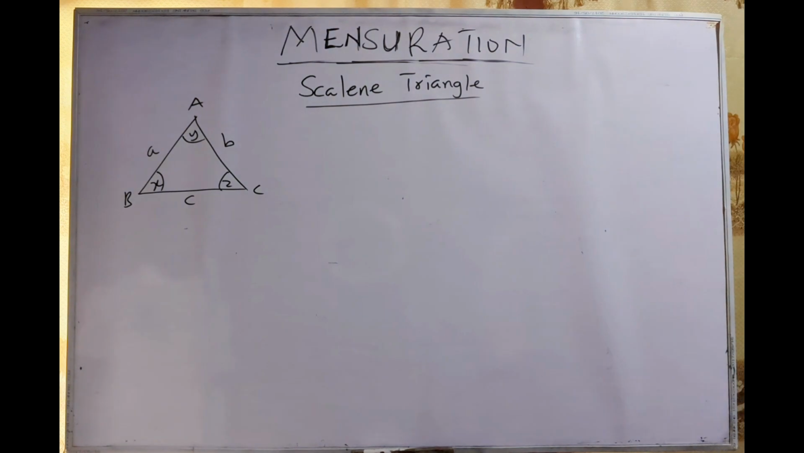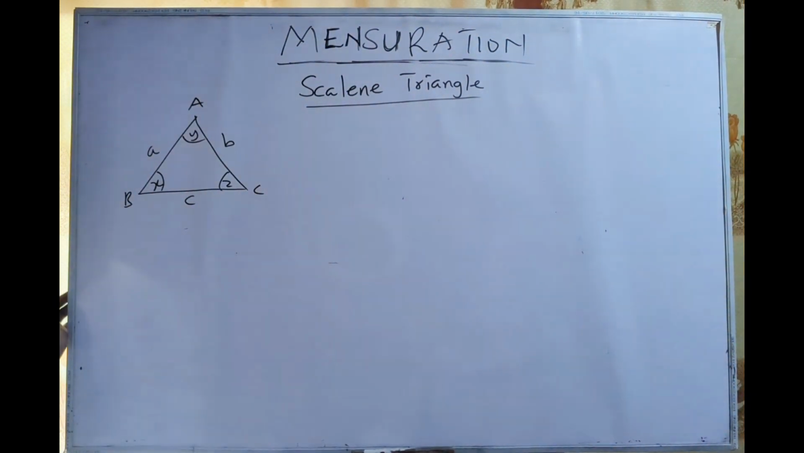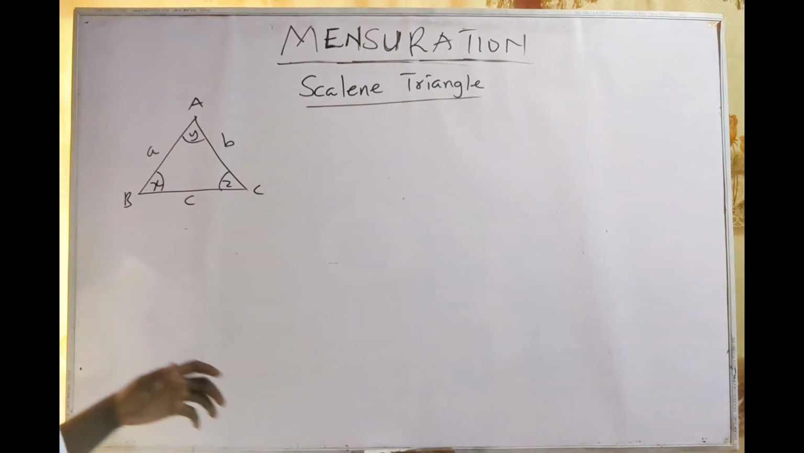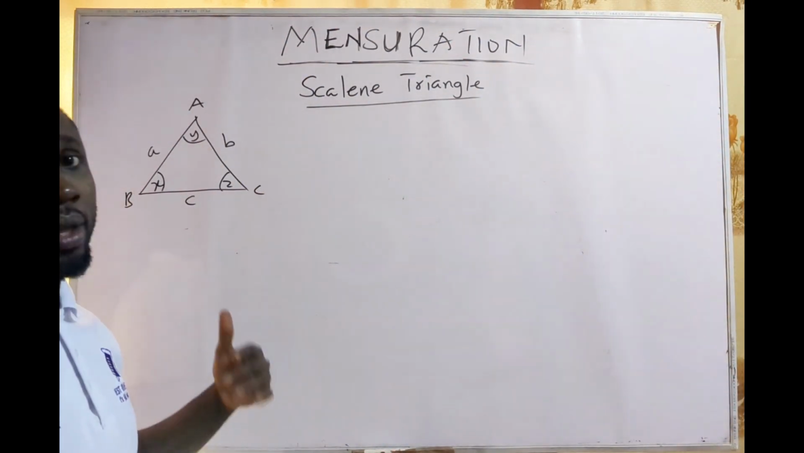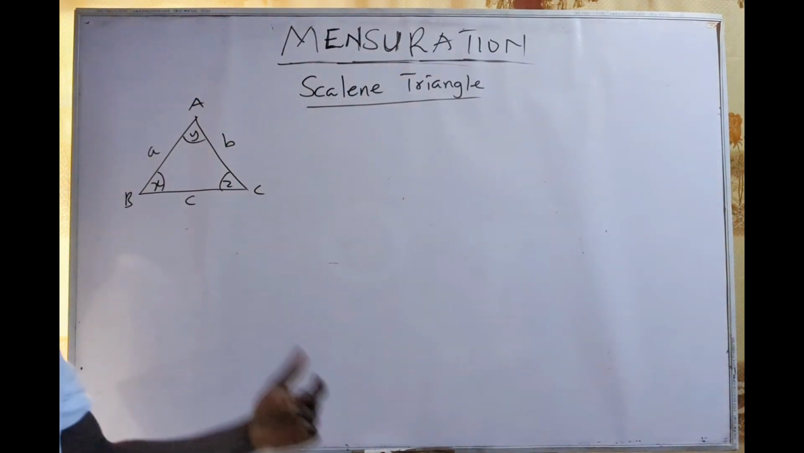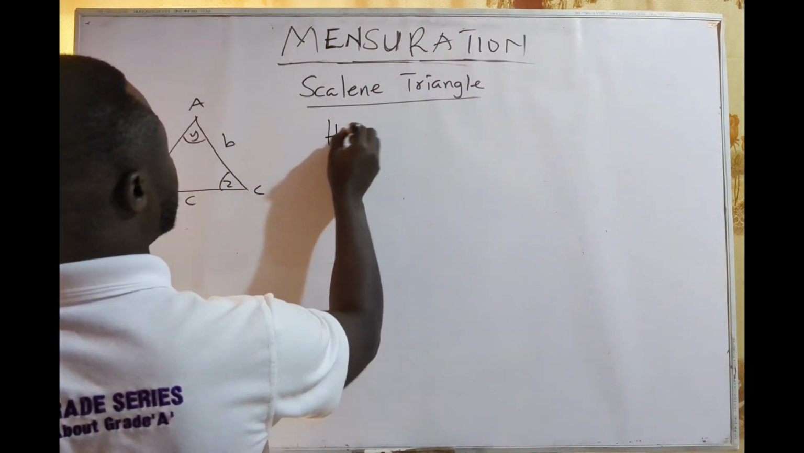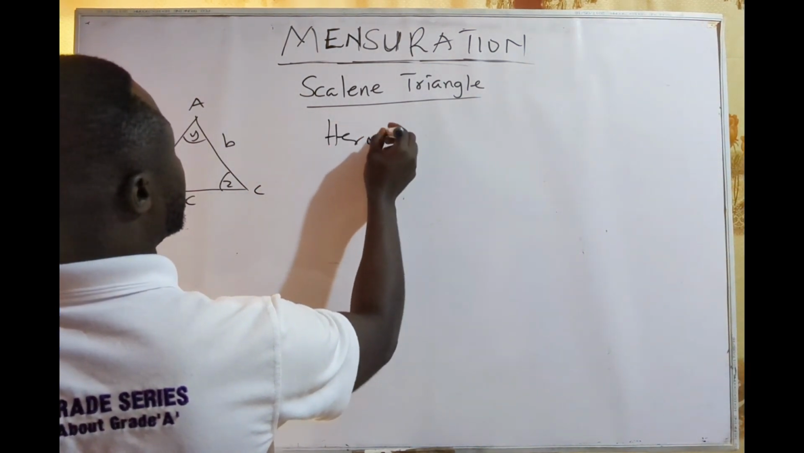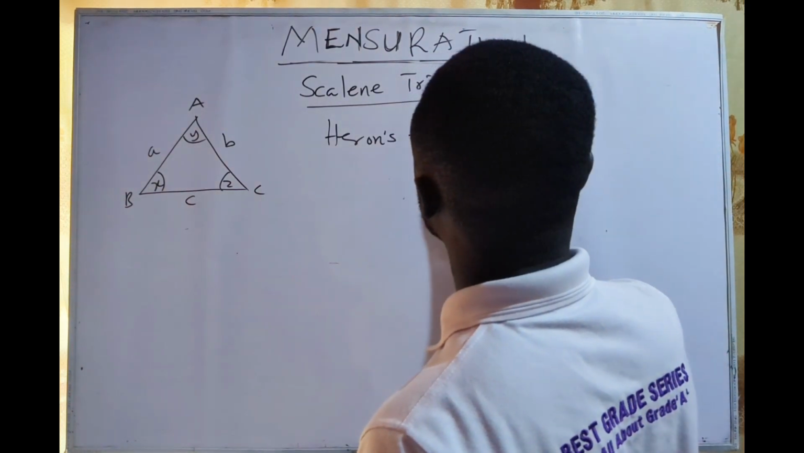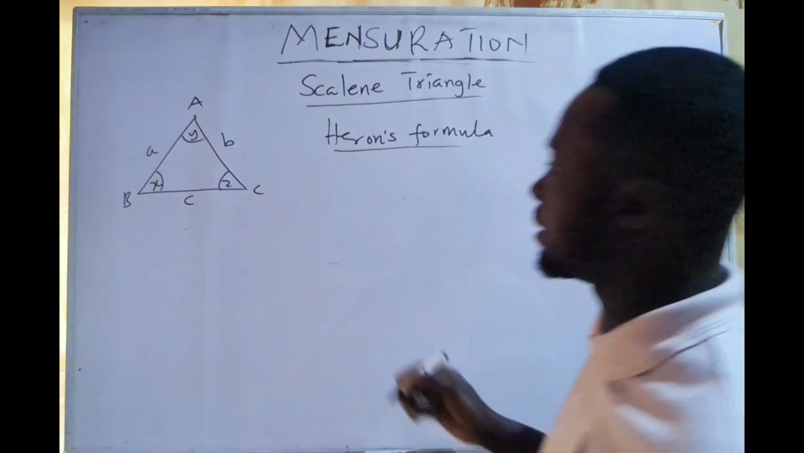So when you have a scalene triangle, which you know has all three sides not the same, then we can use Heron's formula. We use Heron's formula to calculate the area of a triangle. So we go by Heron's formula. This is what Heron's formula says.